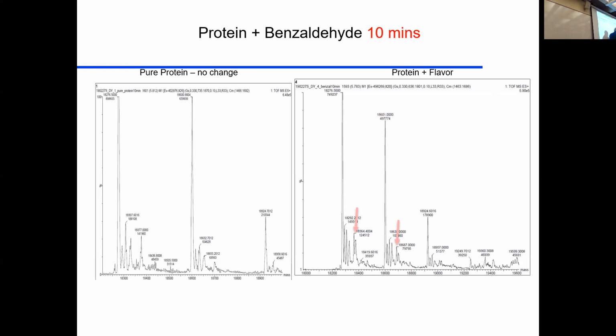Benzaldehyde, my cherry flavor, in only 10 minutes. So I added my flavor to my protein solution. 10 minutes later, I took the sample off, checked it in the mass spectrometer, and asked, did anything happen? And yep, here's this, just like it should be. But I've got a new peak here, 18,364. That's the mass of benzaldehyde. I just covalently bonded benzaldehyde to that protein.